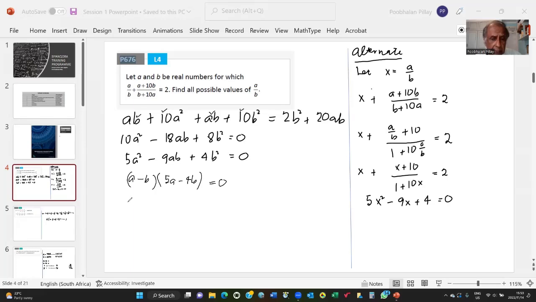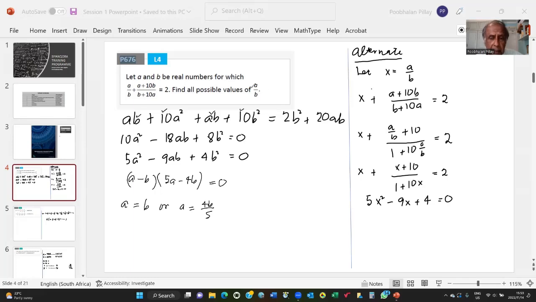And therefore, you will have that a is either equal to b, in which case this is 0 and a is equal to b, or this is 0, which means that a is equal to 4b divided by 5. When this is 0, then 5a is equal to 4b, and a will be equal to 4b divided by 5.